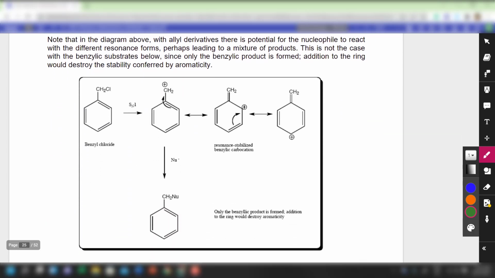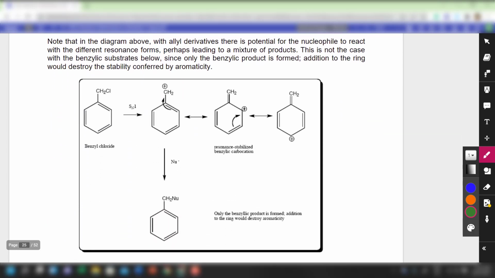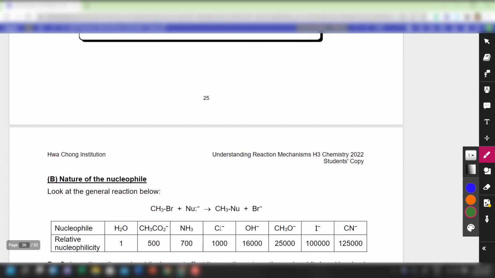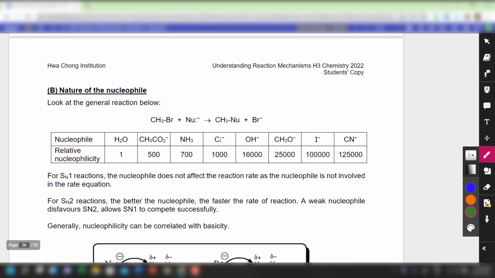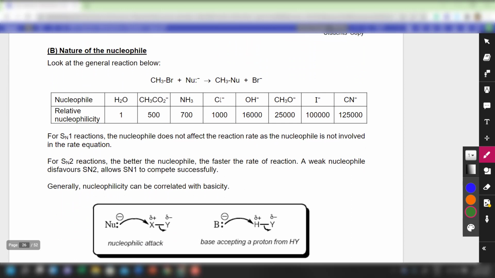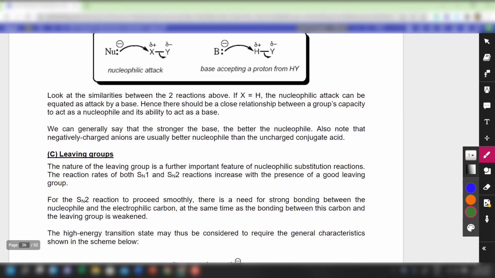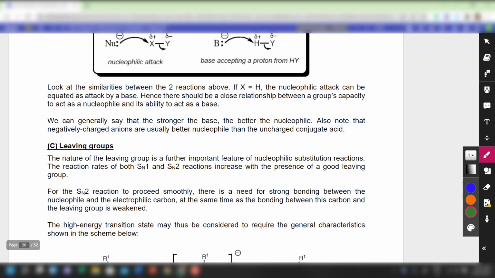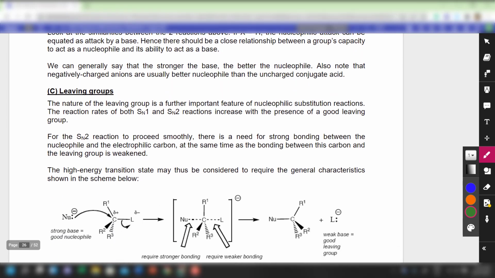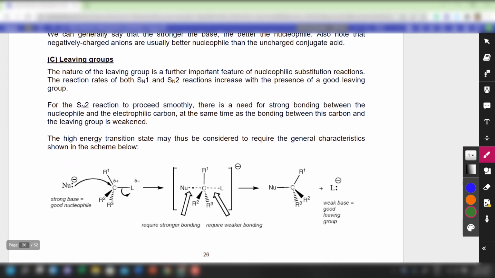Of course, we have more examples here, so you can read about them on your own. The nature of the nucleophile is also important: the stronger the nucleophile, meaning the more polarizable, the better. You can read through, because we have gone through all these extensively in our guided inquiry in activity 4. The nature of the leaving group as well.